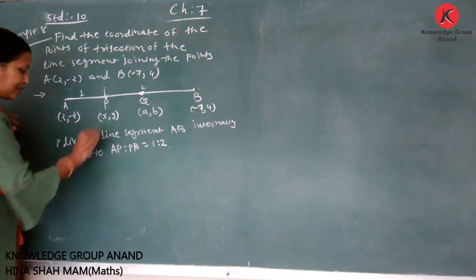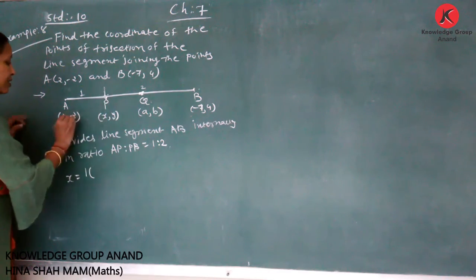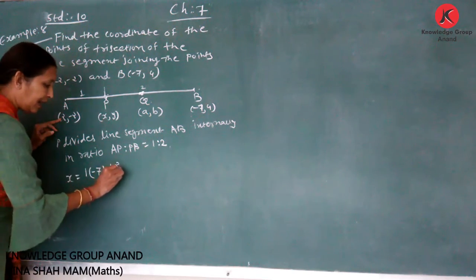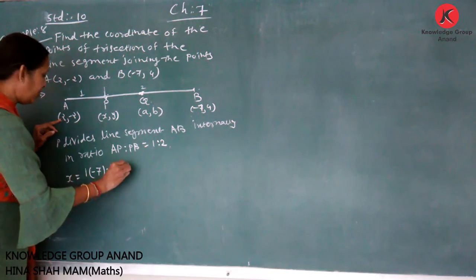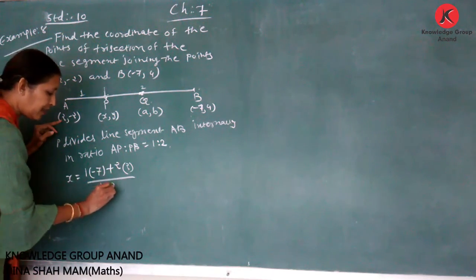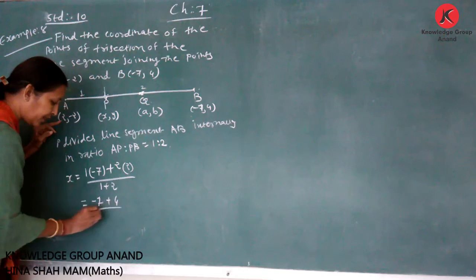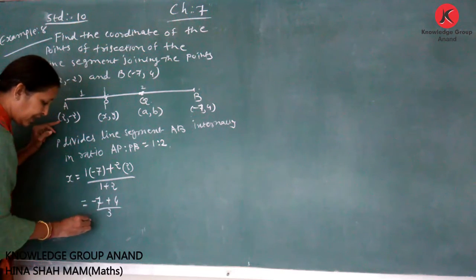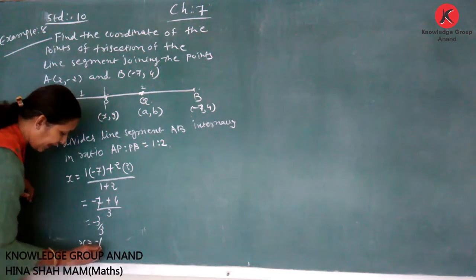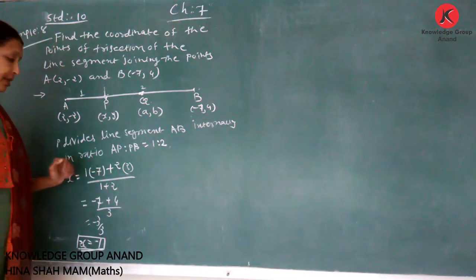We write here x equals (m1 x2 + m2 x1) upon (m1 + m2), which is (1 into minus 7 plus 2 into 2) upon (1 plus 2), equals minus 7 plus 4 upon 3, equals minus 3 upon 3. So x is equal to minus 1.